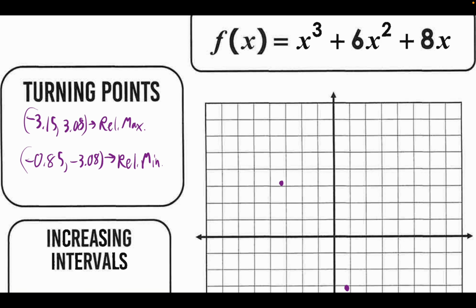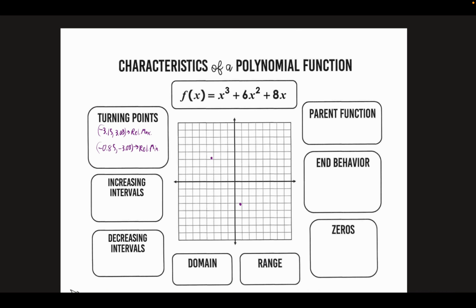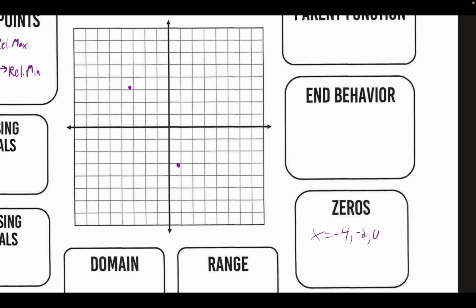And then now I'm going to go ahead and check again where those zeros were and write that down as negative 4, negative 2, and 0. And so I'm going to put that down here. And plot those. And now I can connect this.